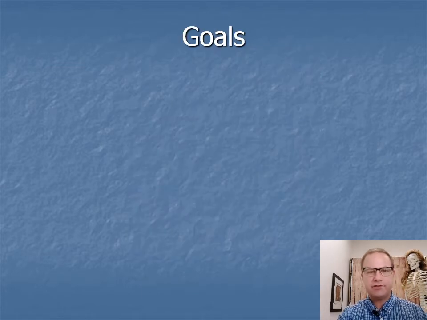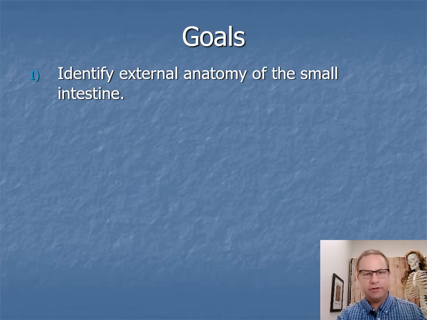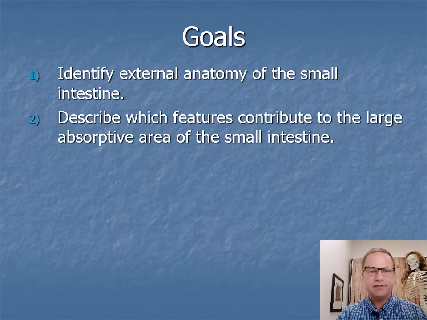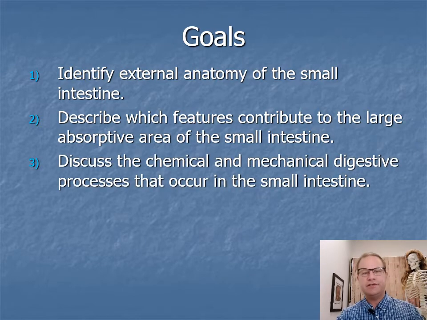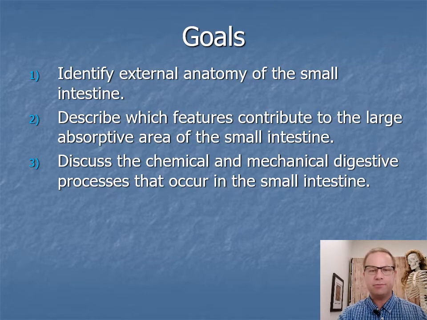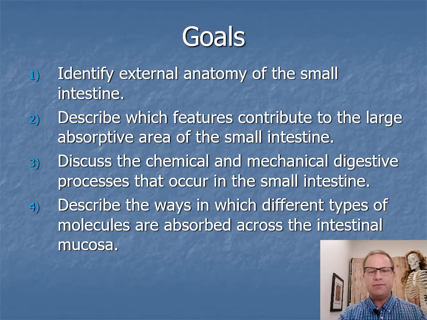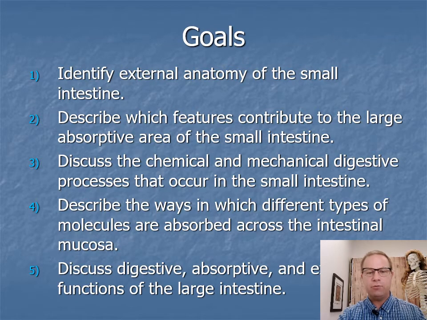Okay, the goals of this lecture are to identify the external anatomy of the small and large intestines, describe which features contribute to the large absorptive area of the small intestine, discuss the chemical and mechanical digestive processes that happen in the digestive system, and describe the ways in which different types of molecules are absorbed across intestinal mucosa. And finally, we're going to talk about the digestive, absorptive, and other functions of the large intestine.